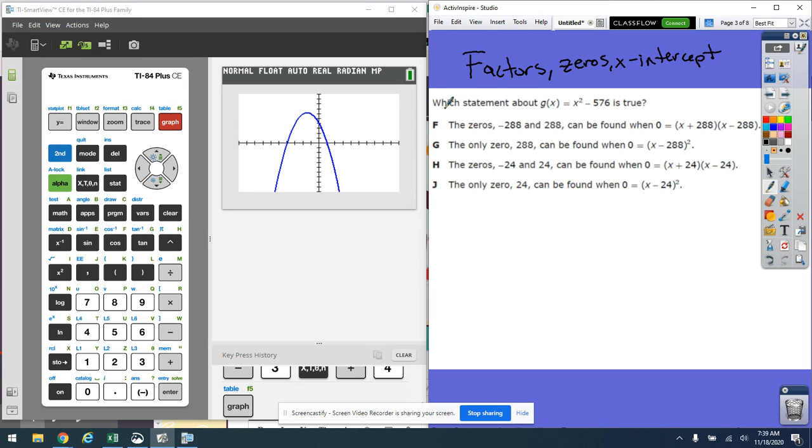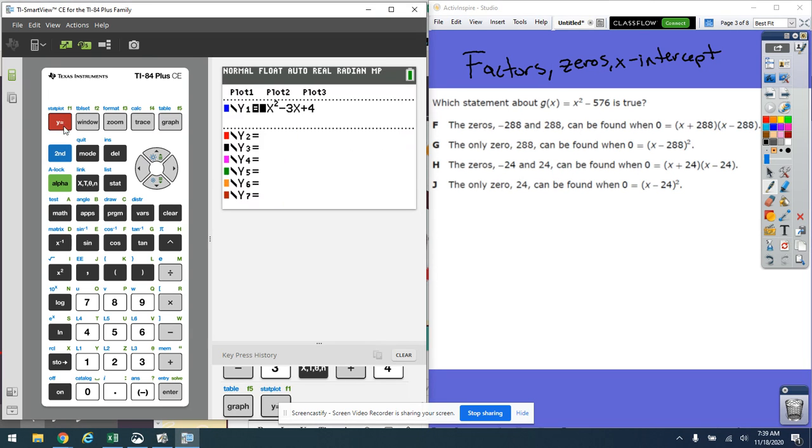So the first thing we have to take a look at is the question. Which statement about g of x equals x squared minus 576 is true? So in other words, which one of these equations, and luckily they give us the equations, and there's a little trick about these with using that calculator that I'm going to show you here as well. So first step, I'm going to compare this equation. I'm going to take this one here and graph it first.